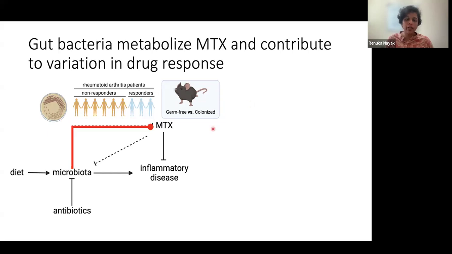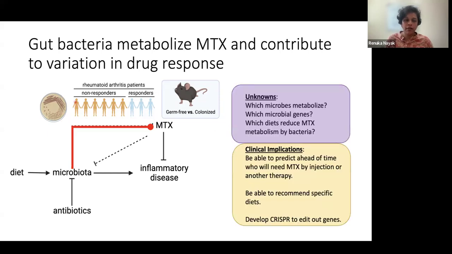And we looked at 3 different model systems, in vitro, ex vivo, and in vivo, and we're starting to get that patient data now as well, but there's still a lot that we don't know. We don't know which microbes have metabolized methotrexate. We don't know which genes are implicated yet, and we don't know whether diet can be used to modify the microbiome to reduce methotrexate metabolism.